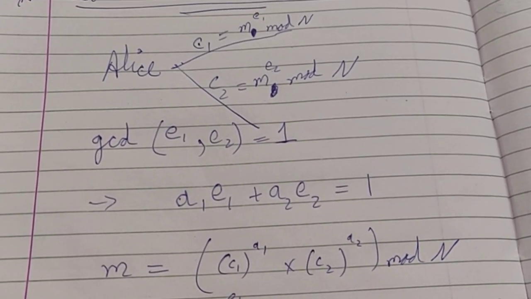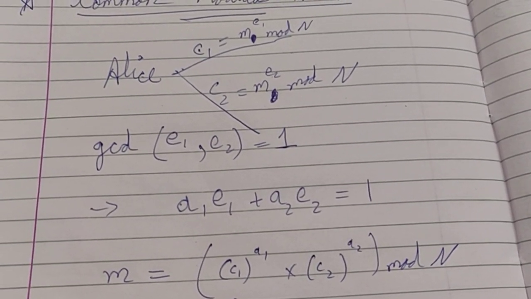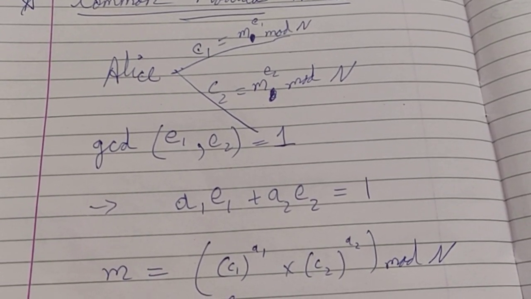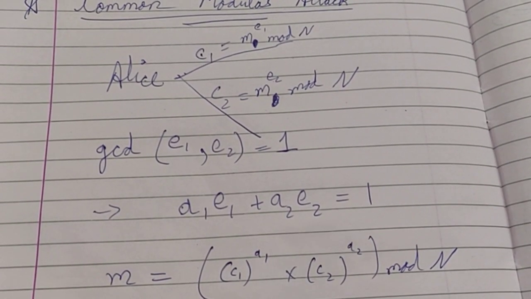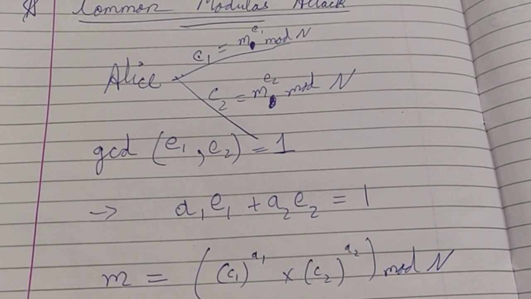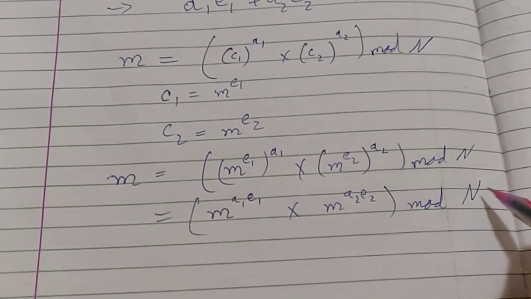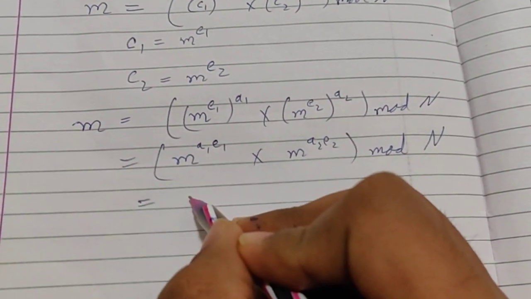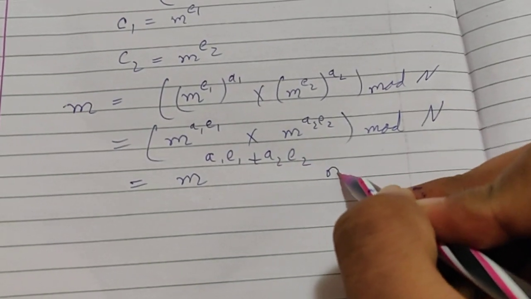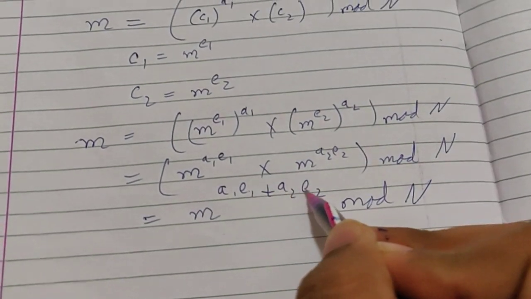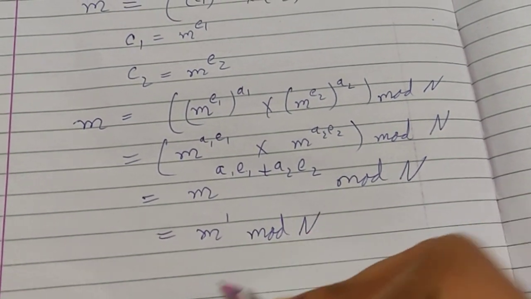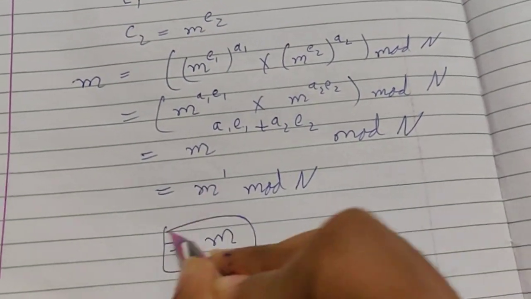M raised to E1, raised to A1, into M raised to E2, raised to A2, mod N. You can also write it as M raised to A1 E1 into M raised to A2 E2, whole mod N, which you can also write as M raised to A1 E1 plus A2 E2 mod N. And as we all know that A1 E1 plus A2 E2 is equal to 1, so this will be equal to M raised to 1 mod N, and you will get your answer as M.